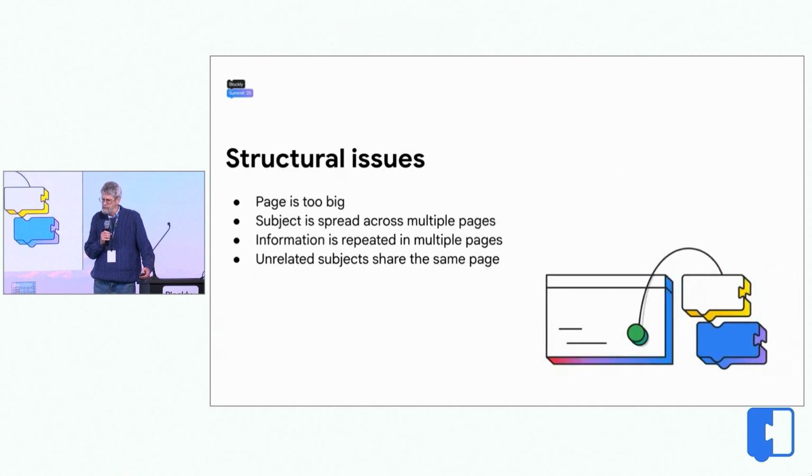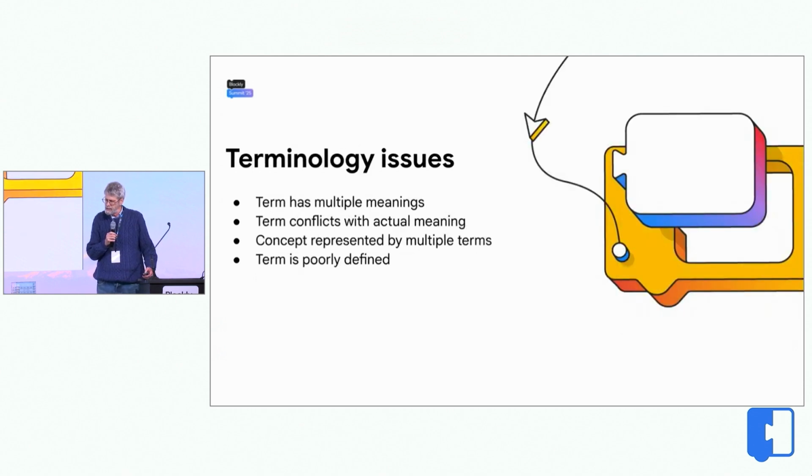So some examples of the kinds of issues we found in the guides were some structural issues. We had some pages that were simply too big. Examples that define blocks. By the time you got to the end of that page, you had no idea what was at the top. We had some subjects that were spread across multiple pages, some information that was repeated in multiple pages, and we had some pages that had completely unrelated topics sharing the same page. So those were things we needed to fix.